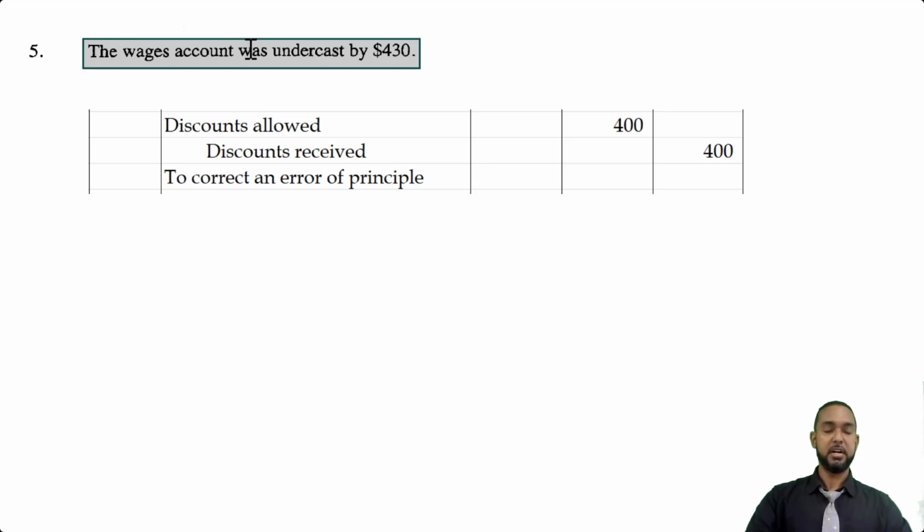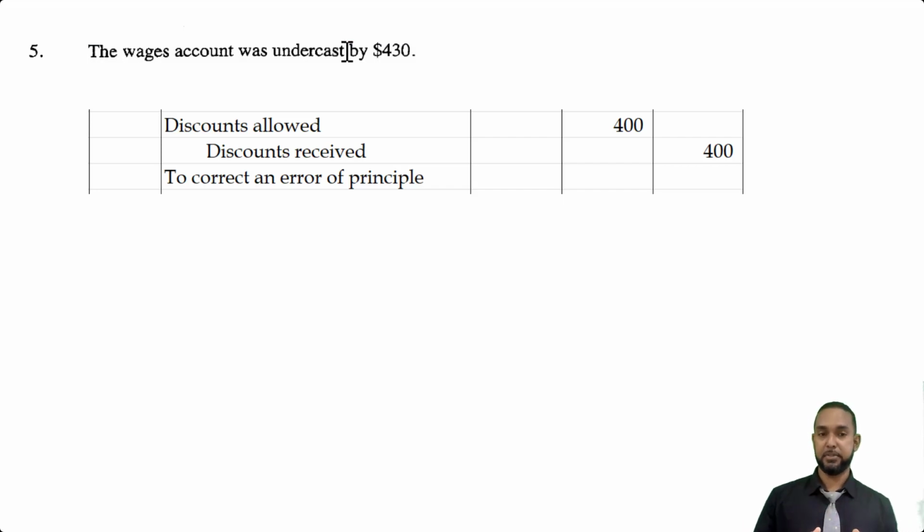So if wages is undercast, it means it was too low. Wages is an expense. Expenses have debit balances. If your debit is too low, you want to increase it to fix the undercast, the understatement. And when you want to increase an expense, you're going to have to debit it. But if you're debiting wages, where are you going to credit? Was any other account affected by this error? No, it was just that wages was undercast. How do we fix that? Right, that's where the suspense account comes in.